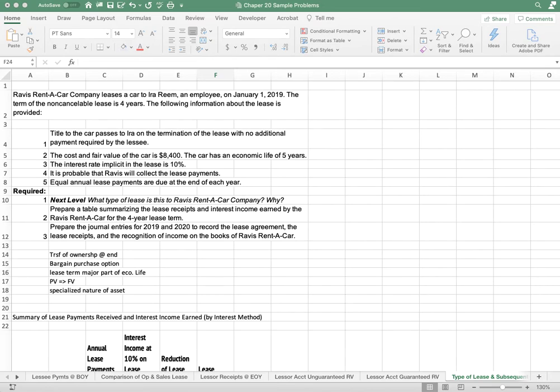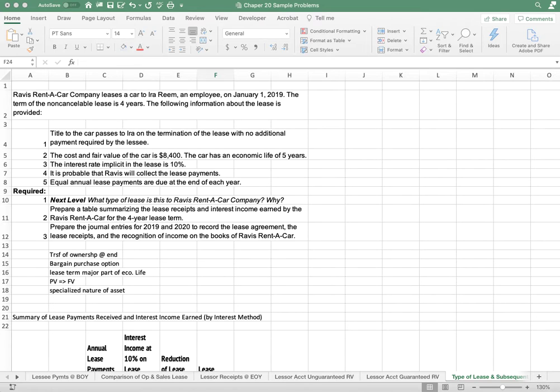To determine the type of lease and then doing the subsequent accounting after we figure it out. Ravis Rent-A-Car Company leases a car to Ira Ream, an employee, on January 1st, 2019. The term of the non-cancelable lease is 4 years. The following information about the lease is provided.